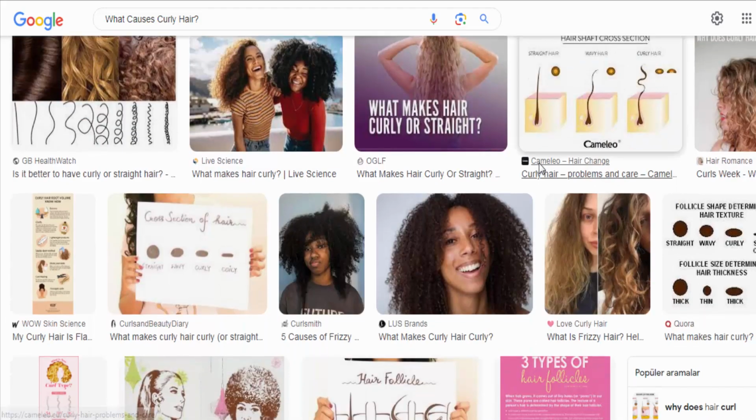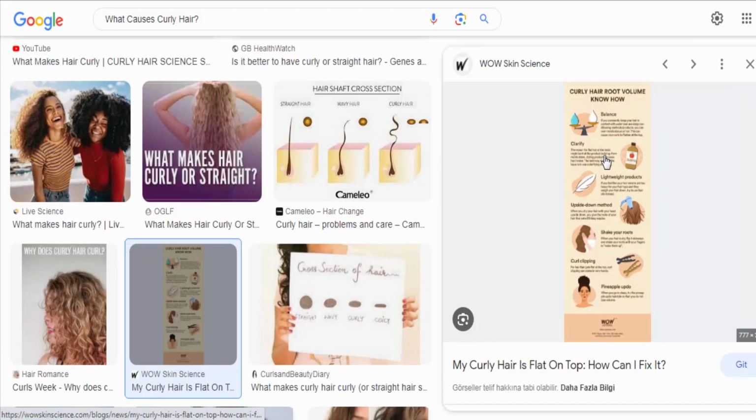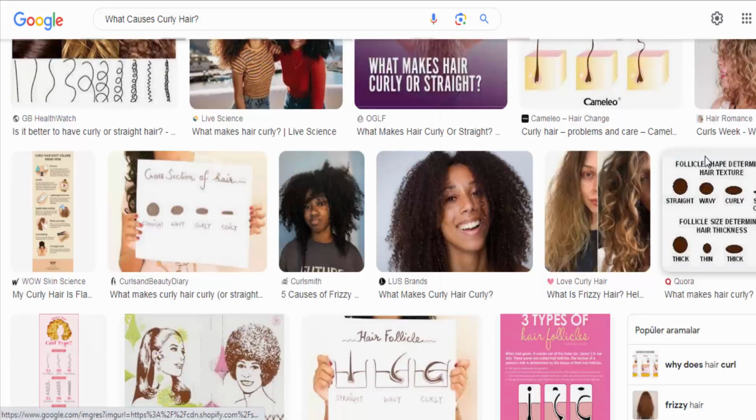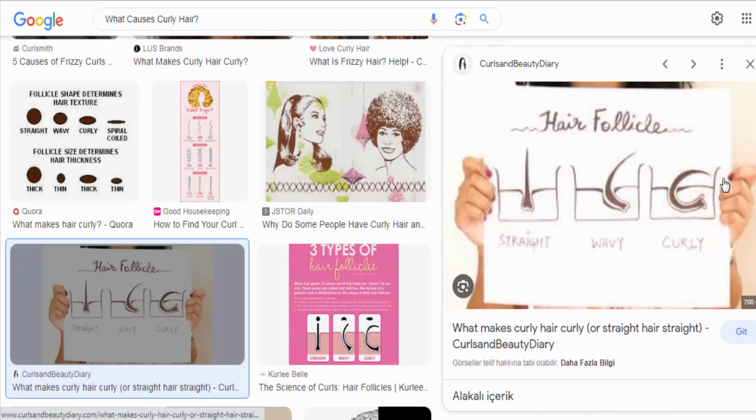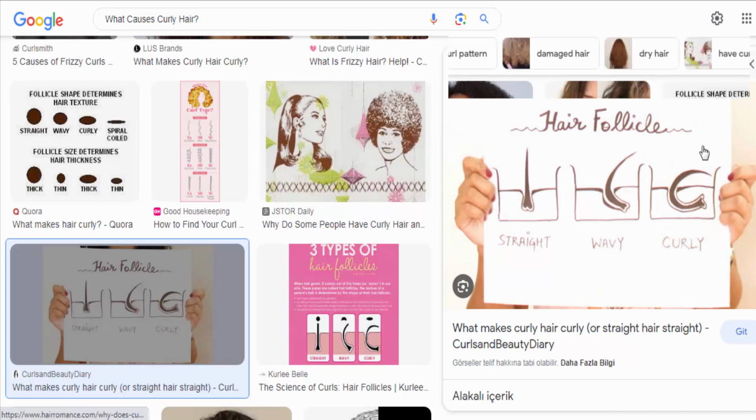In addition to genetics, other factors can influence the curliness of hair. Hormonal changes, such as those that occur during puberty or pregnancy, can alter the shape of the hair follicle and result in changes in hair texture. Environmental factors, such as humidity, can also affect the degree of curliness in some individuals.